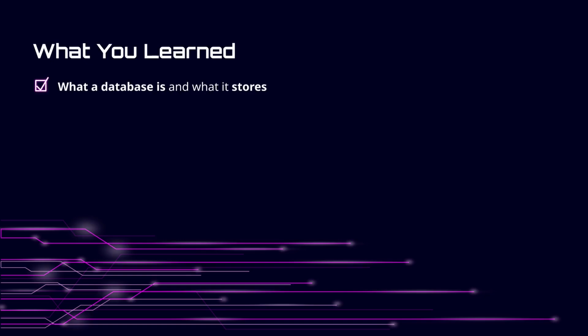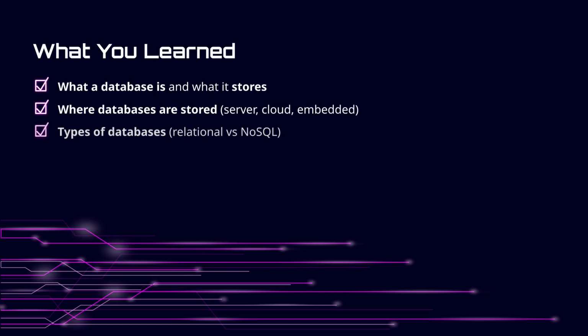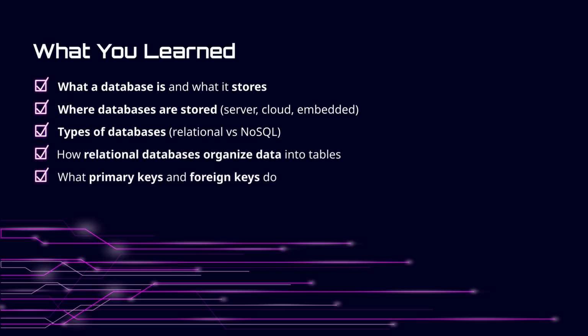Great job making it this far. Let's quickly review what you've learned in this video. You now know what a database is, what kind of information it stores, and where it can be located, whether on a server in the cloud or embedded in an app. You learned the difference between relational and NoSQL databases and saw why we're focusing on relational databases first, since they are most commonly targeted by SQL injection attacks. You understand how relational databases use tables, rows, and columns to structure data, and how primary keys and foreign keys connect everything together. And you explored how an online bookstore could structure its data across multiple tables.